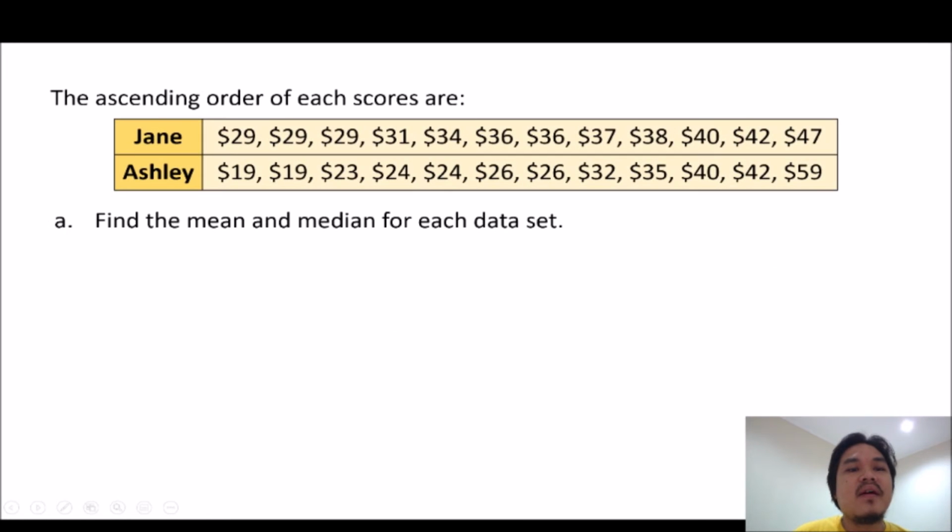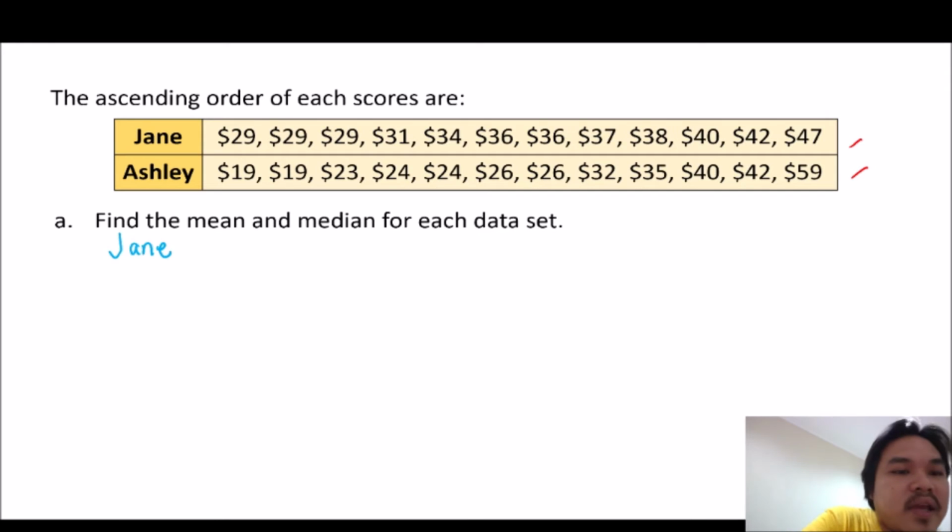So to find the mean and median for Jane and Ashley's data, it will be easier for us if the data is already in ascending order. Okay, so I already arranged the data in ascending order. So later on, when we calculate the median, it will be easier for us to locate the middle value. Okay, so let's start with Jane's data.